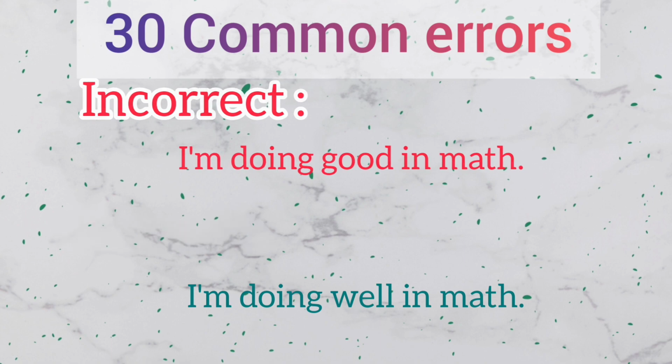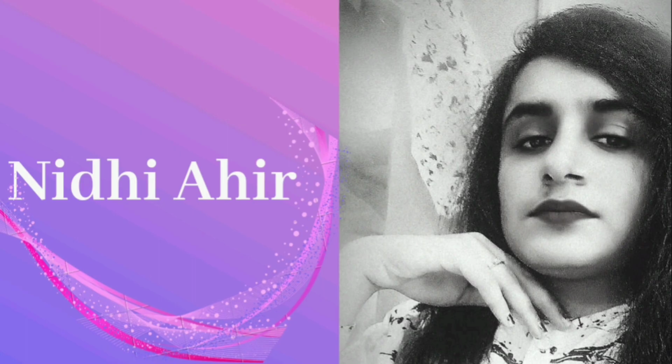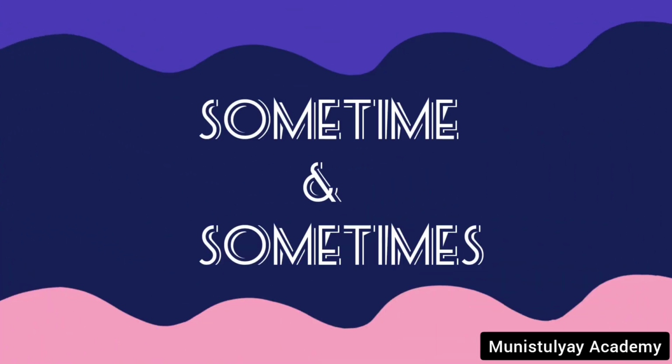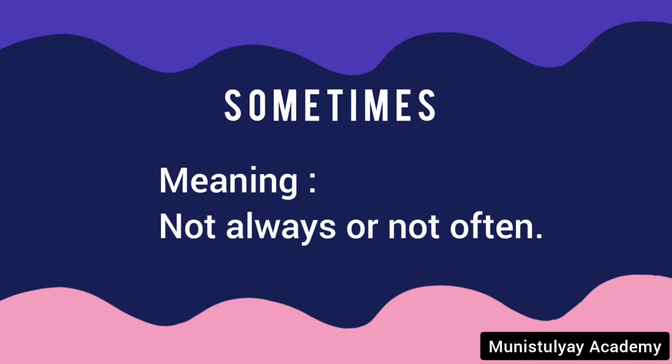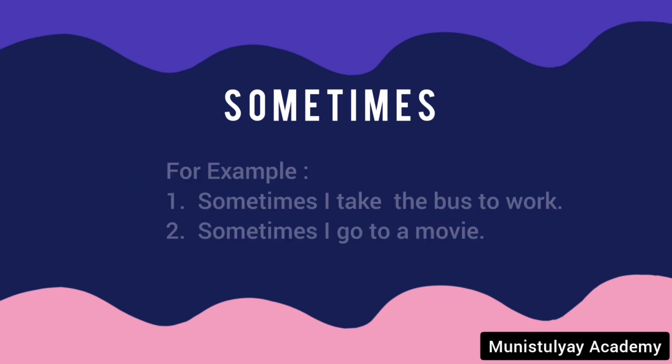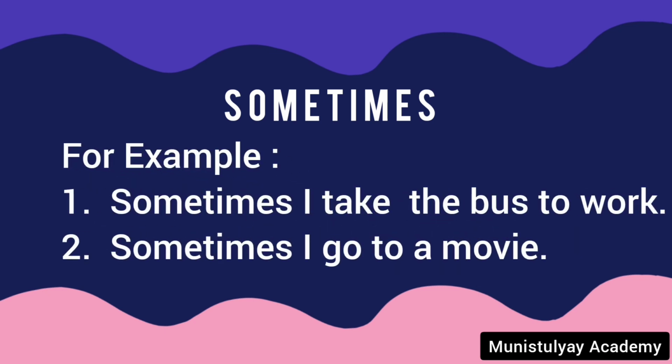the situation. In today's grammar, let's look at the difference between sometime and sometimes and how to use them. So let's get started. Sometimes is a very common adverb that means occasionally or now and then. It means not always or not often. For example, sometimes I take the bus to work. Sometimes I go to a movie. It means I don't do it all the time. I do it sometimes.